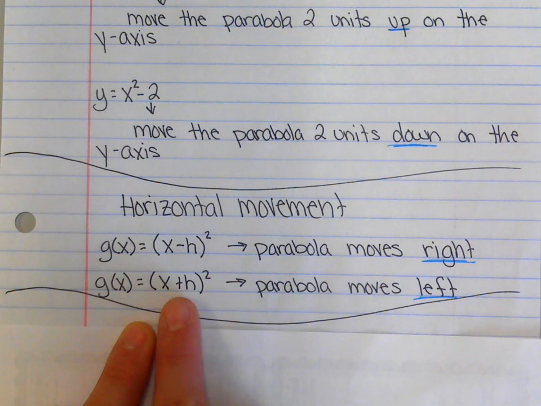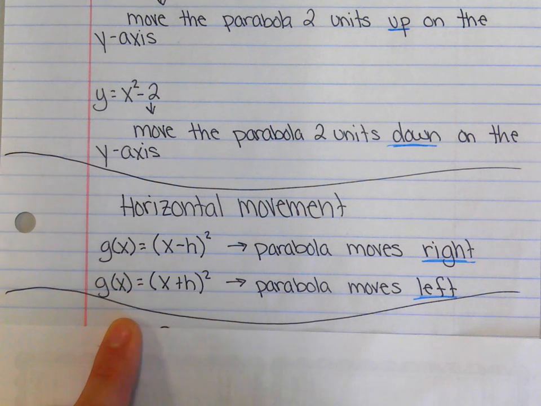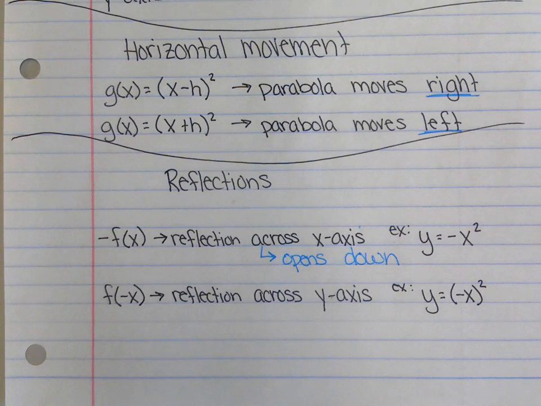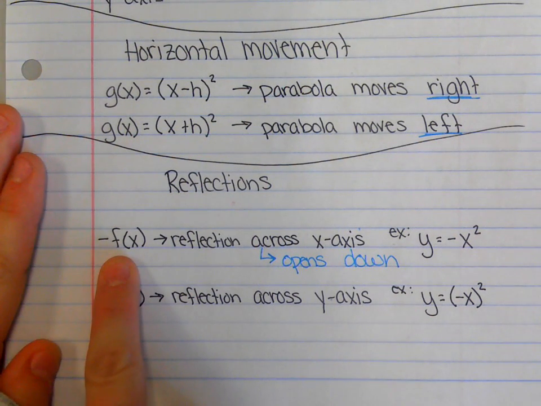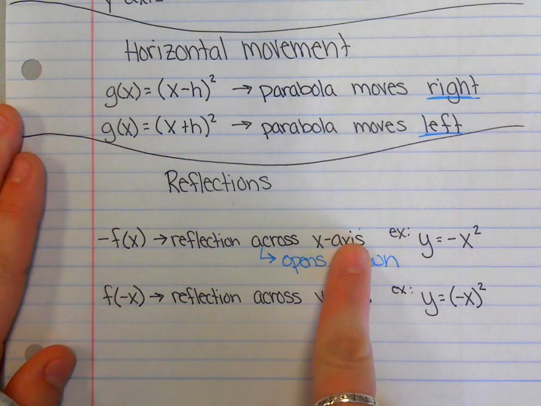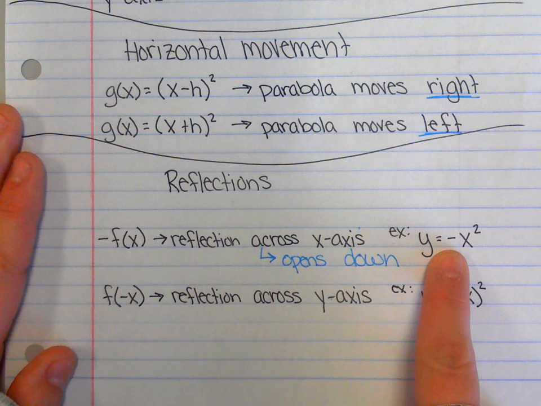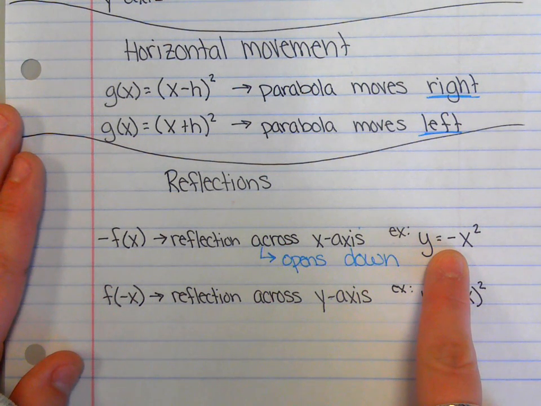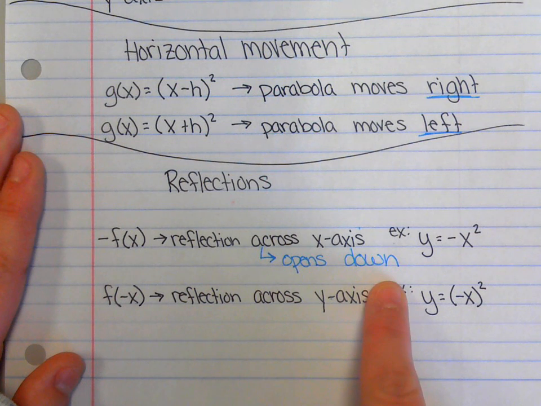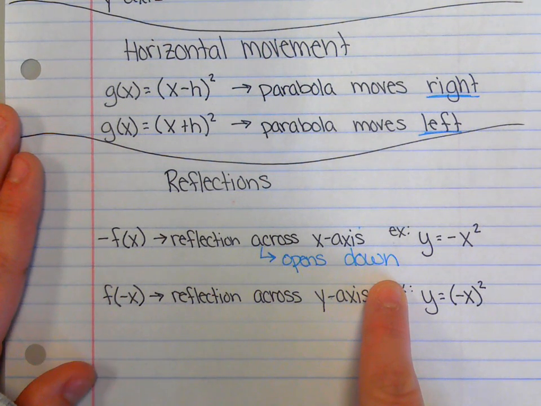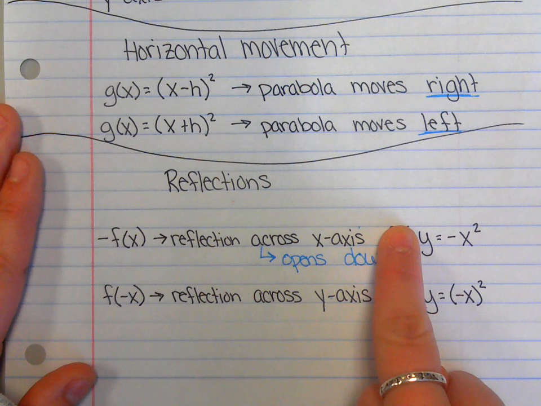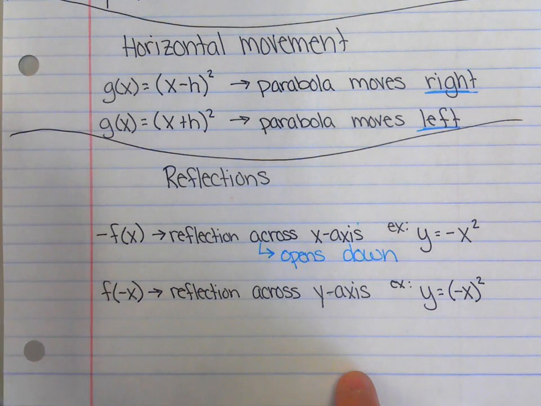Now this is only if it's in parentheses with the x. That shows left and right movement. All right, and the last one we have are reflections. You're gonna have to pay close attention because there's a very slight difference. Negative f of x means you're reflecting across the x-axis. It would look like y is just negative x squared. Notice the negative is not in parentheses or anything. We said when we have a negative coefficient, that's when it opens down, which makes sense because if our parent function normally opens up, reflecting across the x-axis, it would now open down.